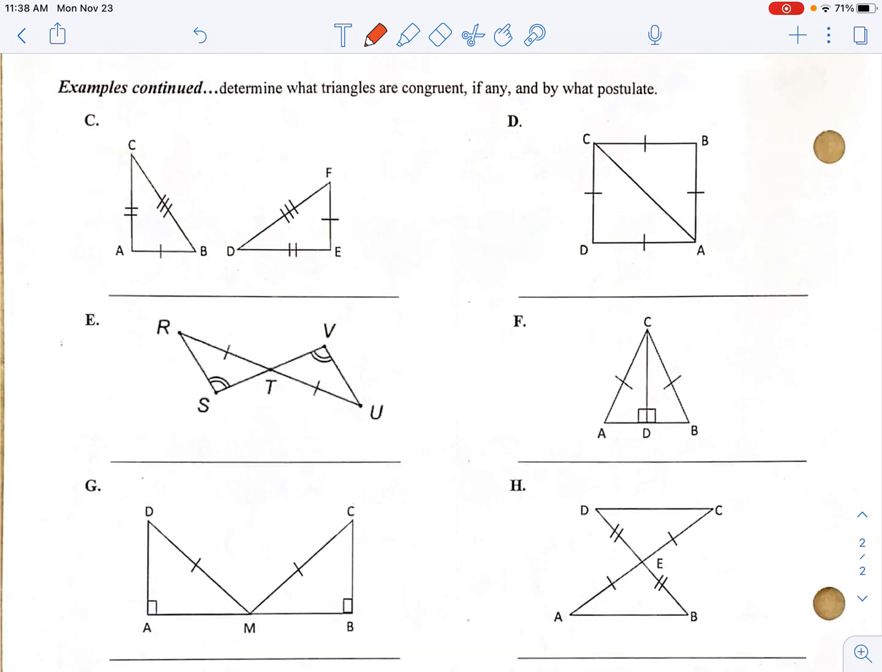What we're going to do here on the back is we're going to try to identify if they're congruent, and if they are, by what postulate. We don't have to write the congruent statements. We're just going to figure out which one. Again, making sure that we always check to see if there's any additional markings. For this first example here, I don't think there's any extra markings we can make. Let's see if they have the same markings.